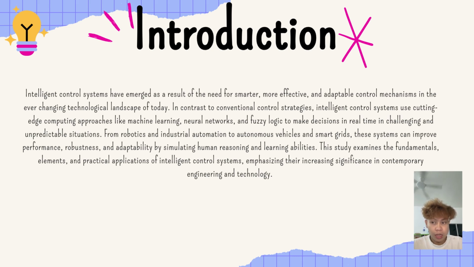From robotics and industrial automation to autonomous vehicles and smart grids, these systems can improve performance, robustness, and adaptability by simulating human reasoning and learning abilities. This study examines the fundamentals, elements, and practical applications of intelligent control systems, emphasizing their increasing significance in contemporary engineering and technology.